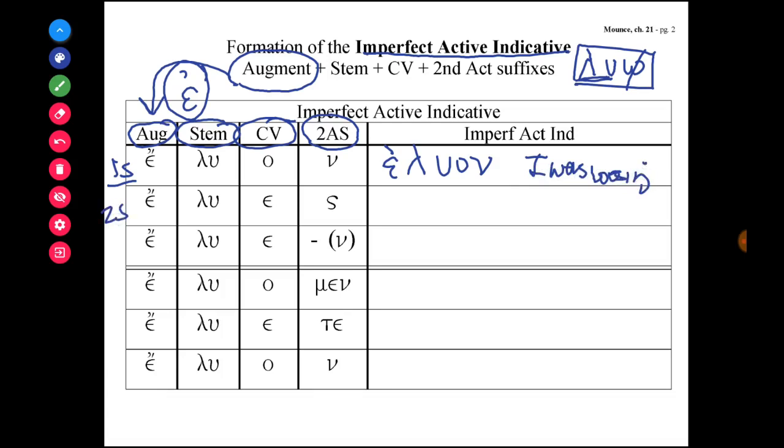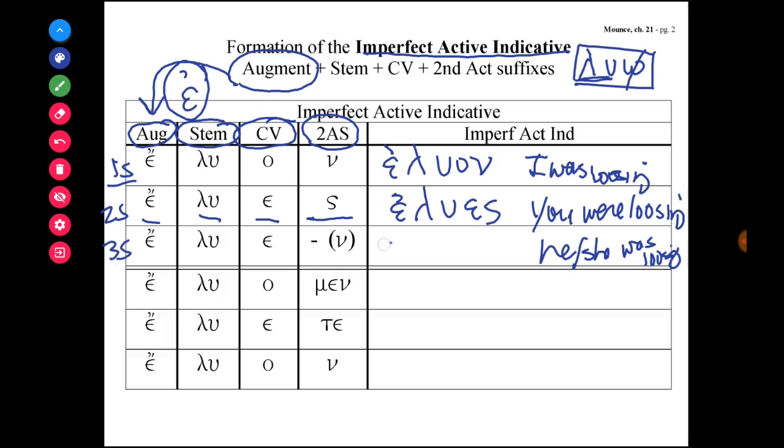For the second person singular form, add the augment, add the stem, add the connecting vowel, and add the secondary active suffix for the second person singular, and you get elues. And this is you were loosing. For the third person singular, he, she, it was loosing, that form is elue, but it does have a movable nu. So you either see it as elue or eluen. We were loosing is eluomen.